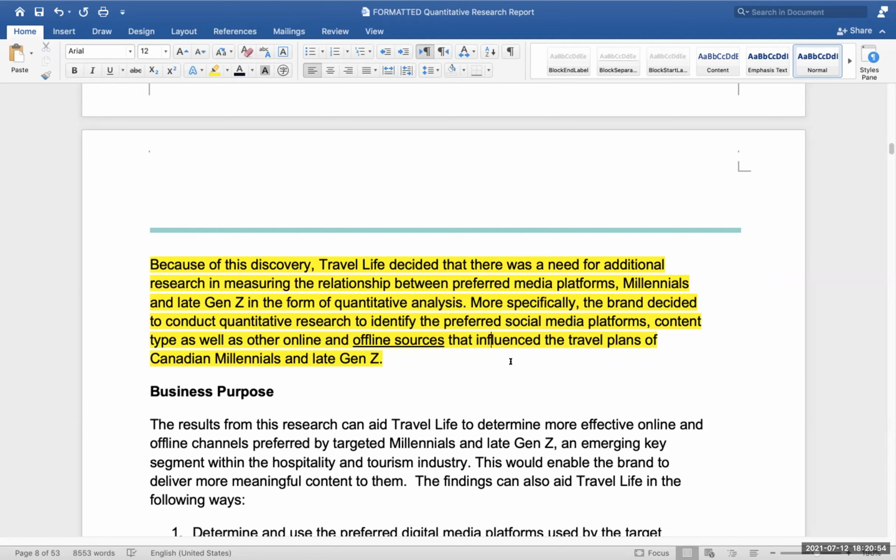It could be that you saw something in the print media, or in a print magazine. Or it could be that you saw a billboard, or something on a notice board. So what was discovered in the qualitative research is that social media is not the only thing influencing these persons to travel.